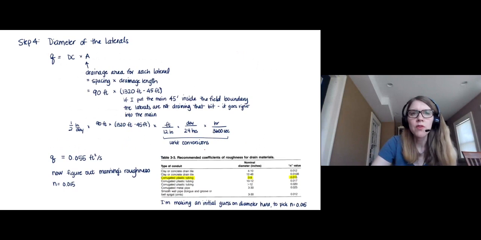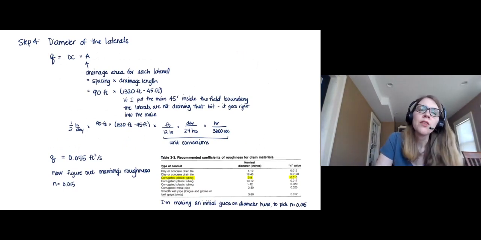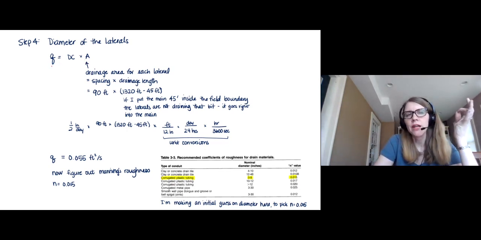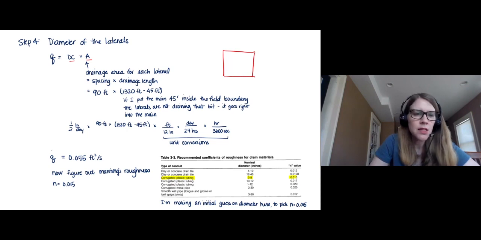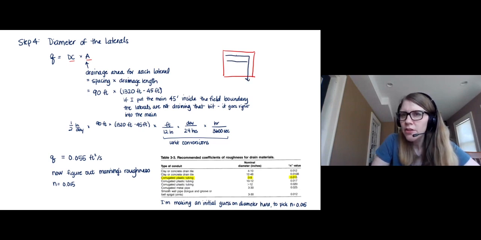So now I can move on to the part where I am computing the diameter of those lines. But first I have to figure out the flow rate through here in CFS. So it's that drainage coefficient times the drainage area. So in this case, it is the spacing that I have selected. Because remember, if I'm looking at a system like this, here's my main, and then here's my laterals. If these are at a 90-foot spacing, that means that each one of these is draining essentially this amount.